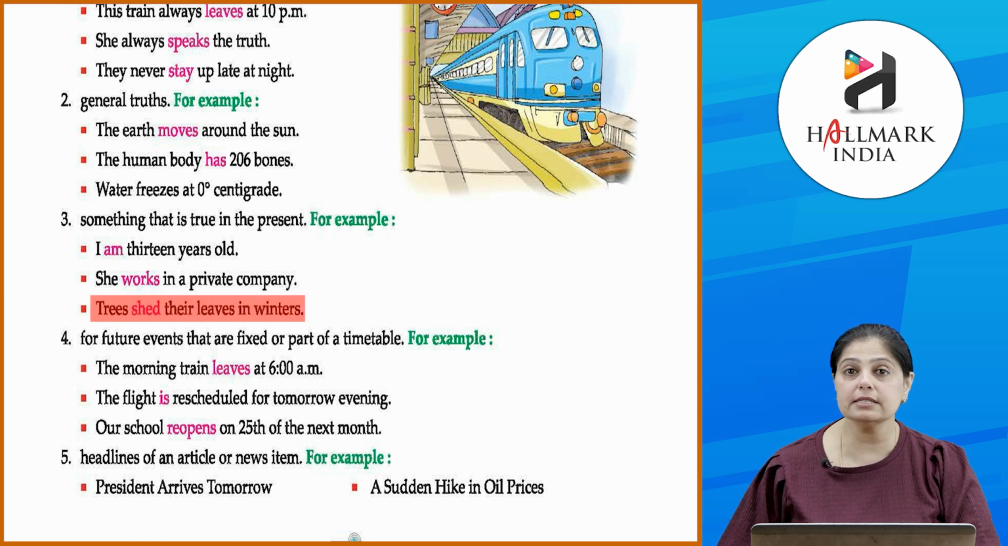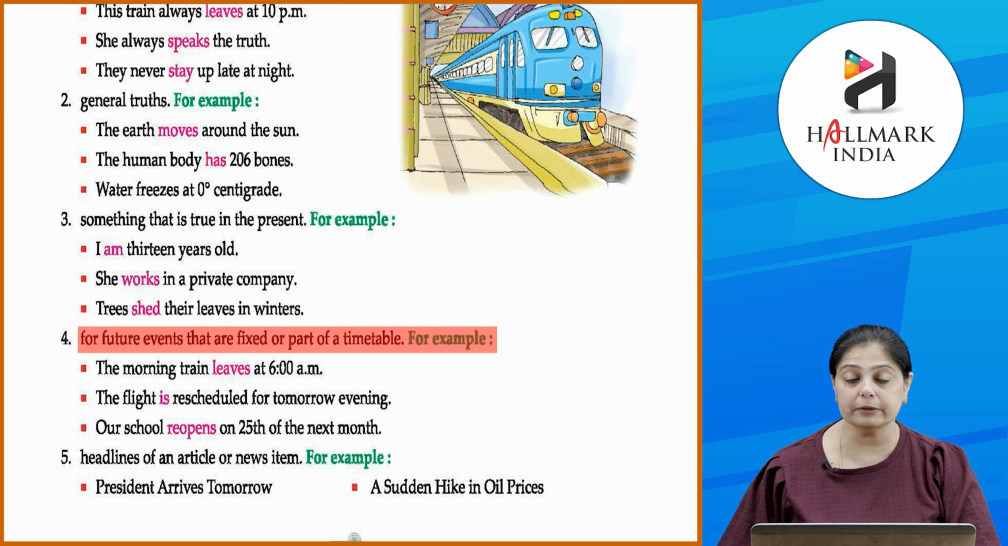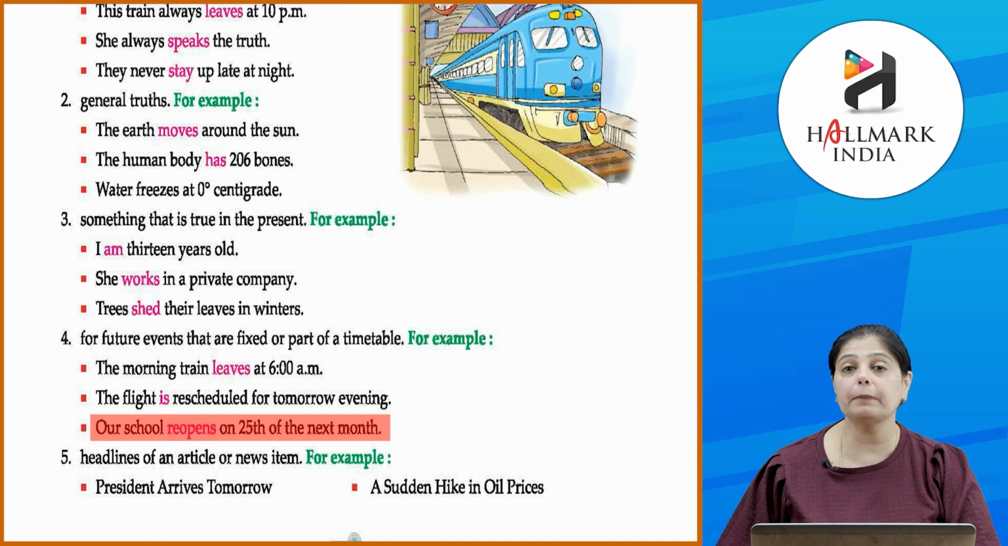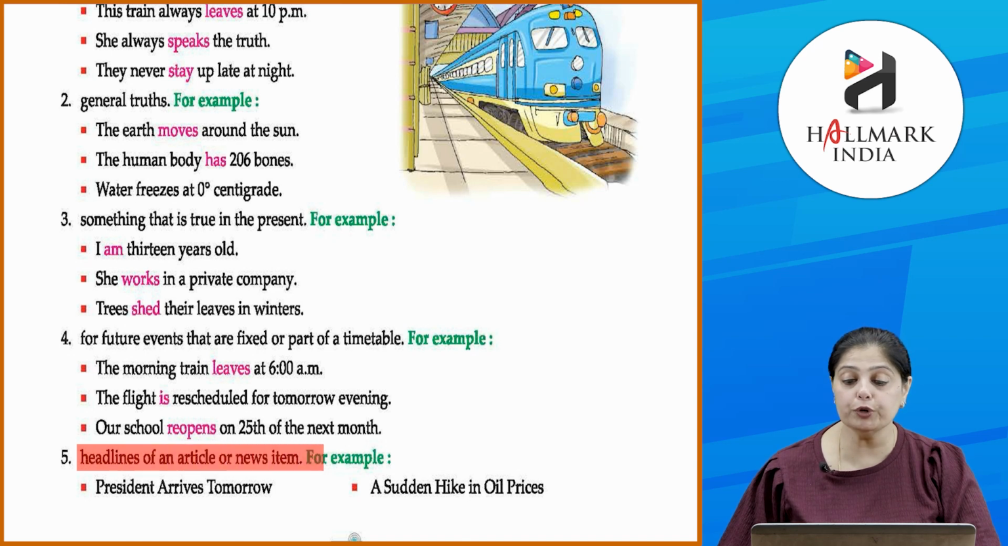Next is for future events that are fixed or part of a timetable. The morning train leaves at 6 a.m. The flight is rescheduled for tomorrow evening. Our school reopens on 25th of the next month. This means it is a future event, but it has been planned beforehand. So, it has been planned in the present time, about an event that is going to happen in the future.